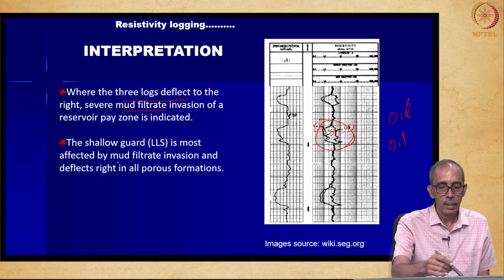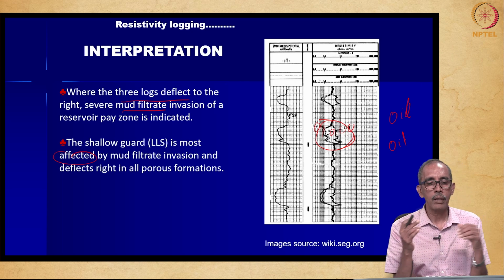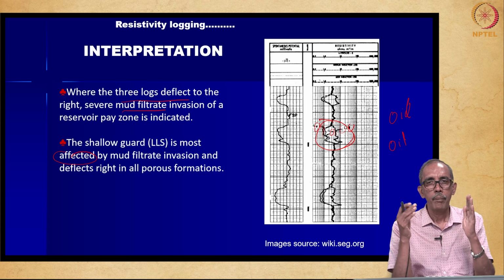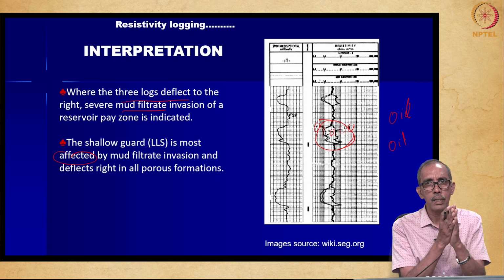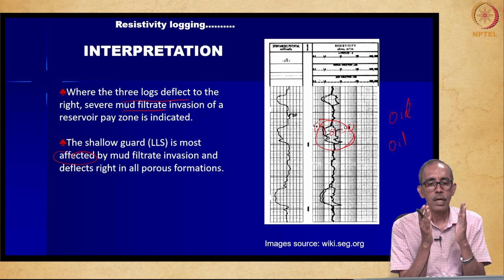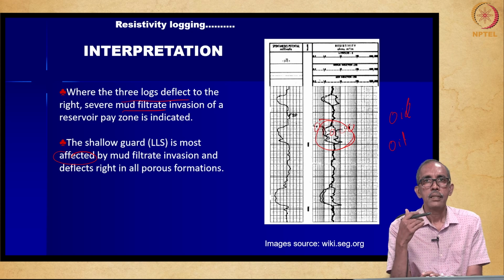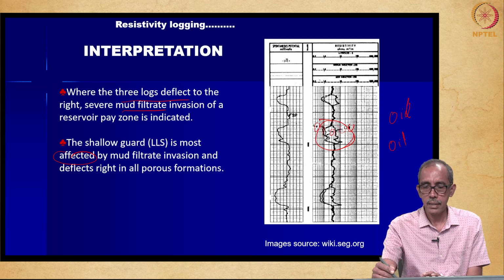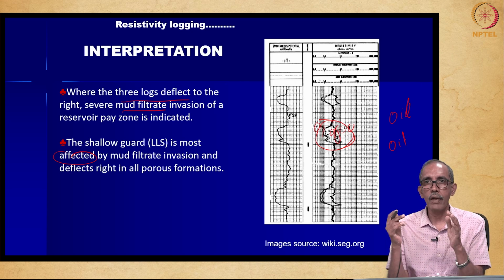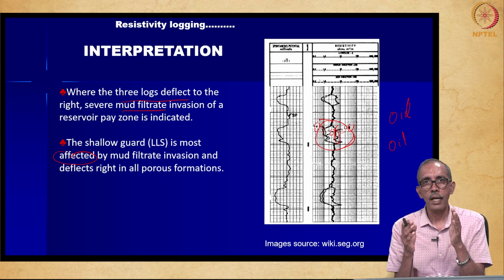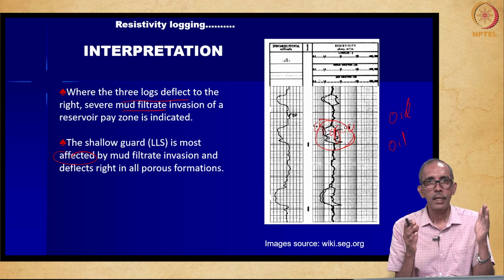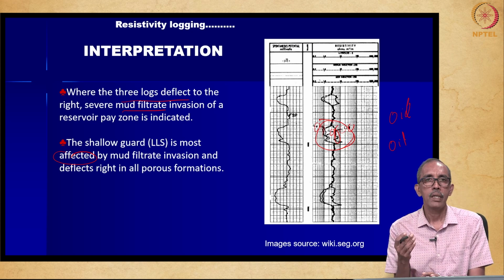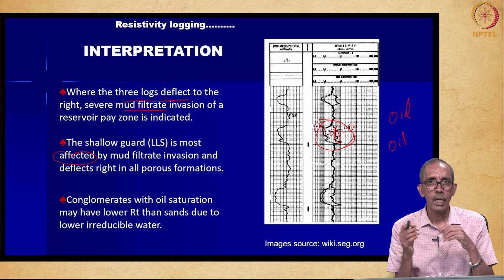The shallow log obviously will be very much affected by the mud invasion, because mud can invade only up to a few centimeters. The shallow log also measures the effect of the eddy current from shallow zone. So, it is very much affected. Here too, we can see shallow is very much deflected. Medium and deep are more or less together. What does it indicate? The mud invasion has not even gone up to the depth of investigation by medium induction log. So, this is how we are able to differentiate.